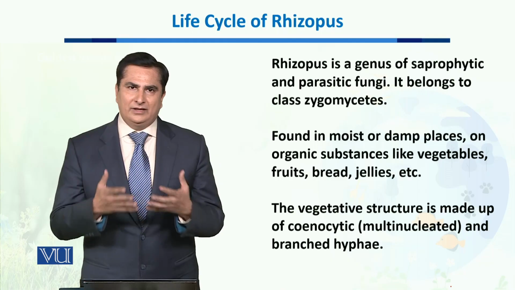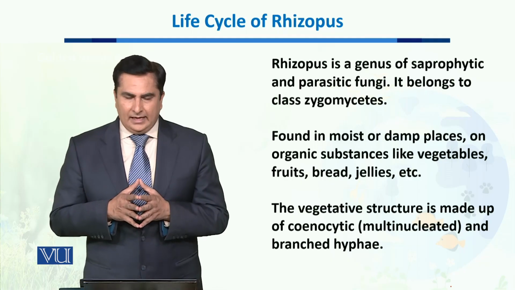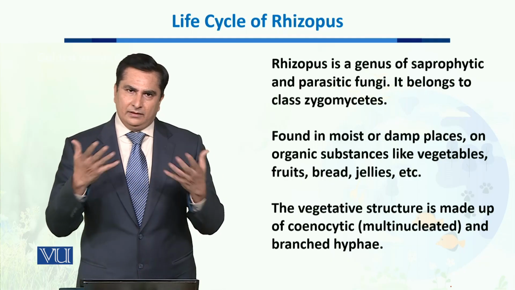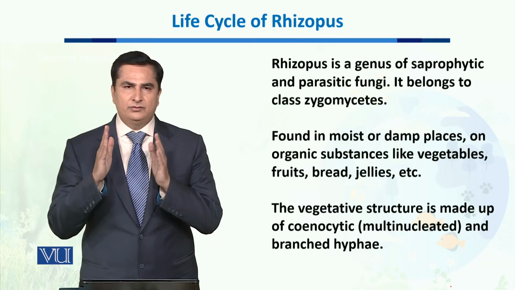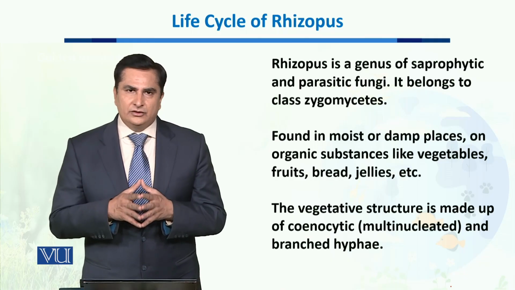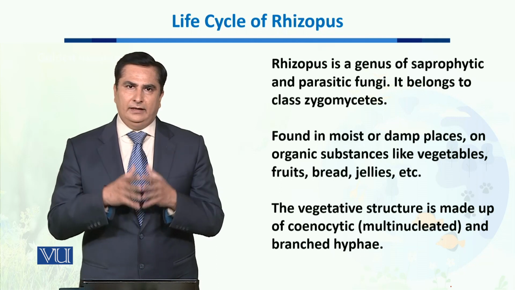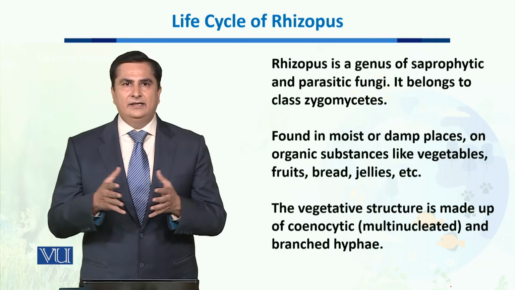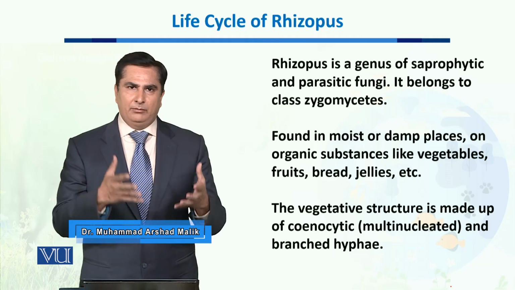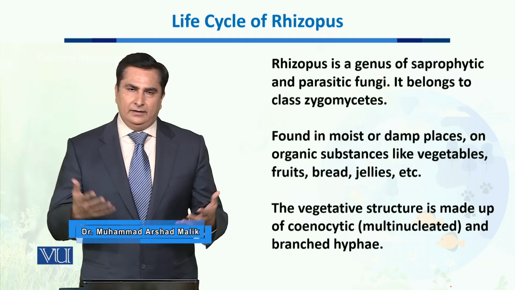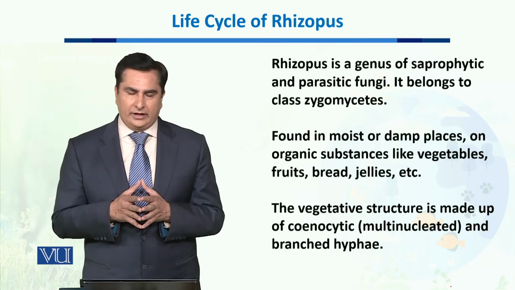Now, when we talk about their habitat, they are mostly found in moist and damp places, and they are commonly found on organic substances like vegetables, fruits, breads, jellies, etc. So most of the kitchen things, the vegetables or fruits, are wasted by this Rhizopus because they infect those breads, jellies, plants and vegetables, and they result in the decaying of these organic matters.